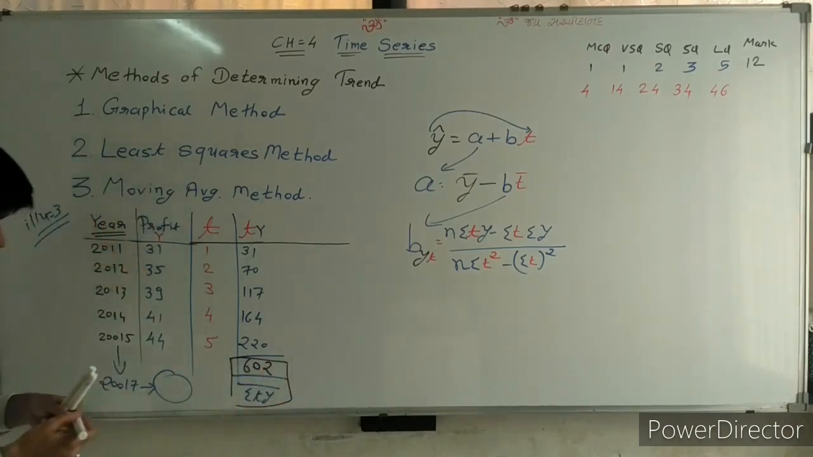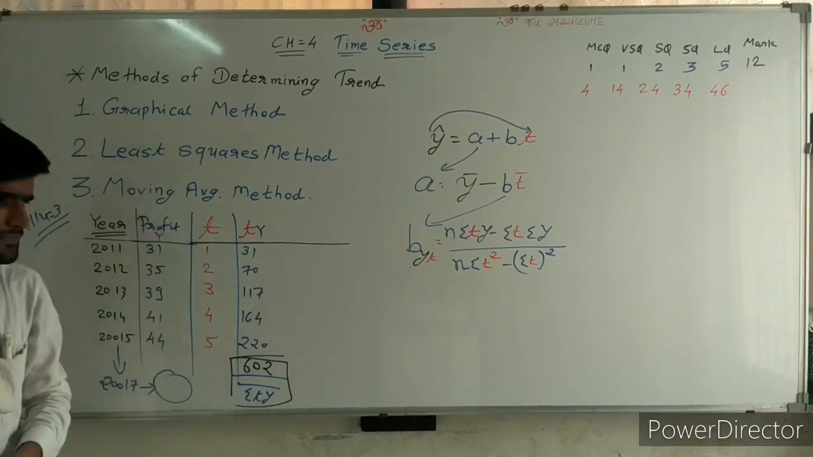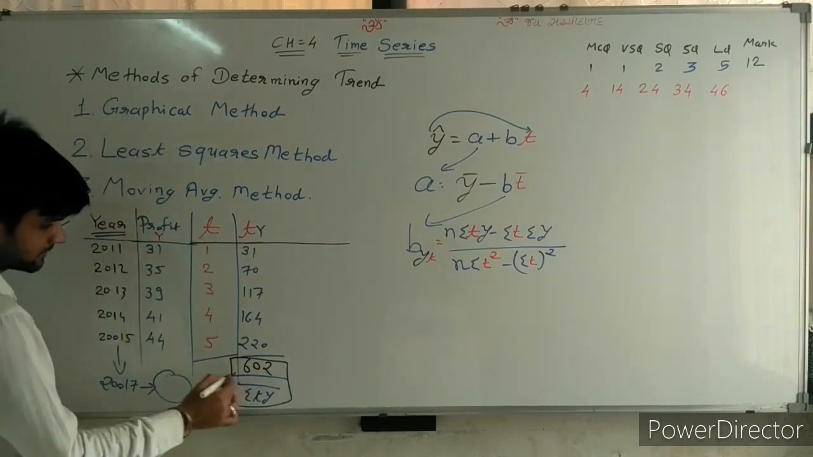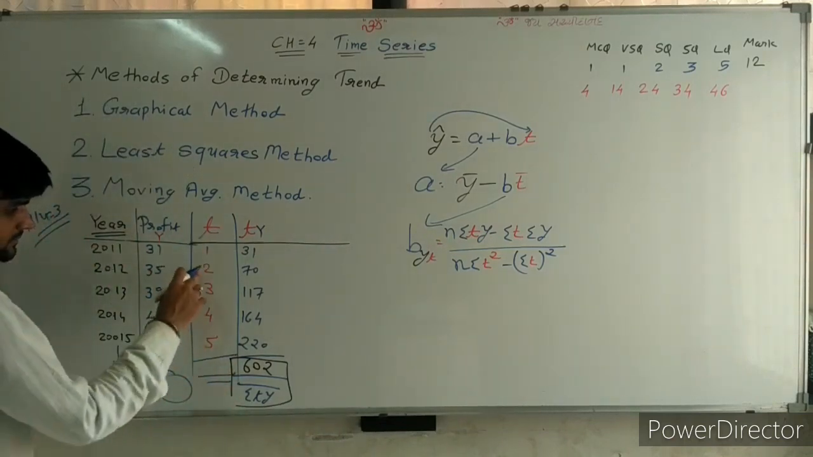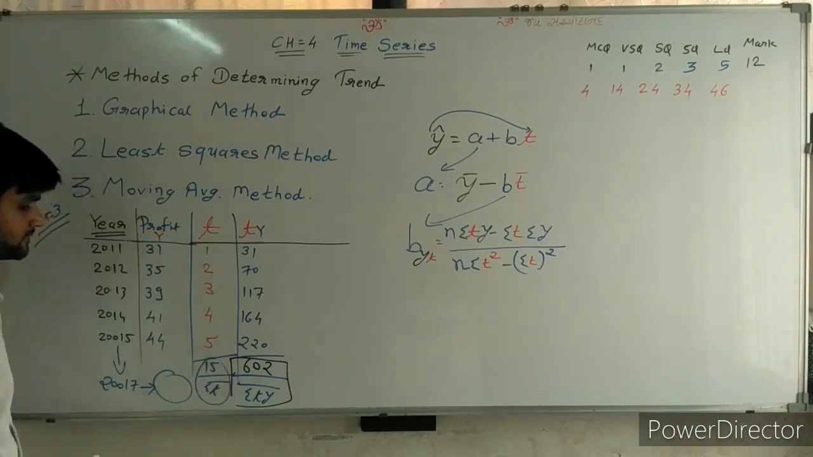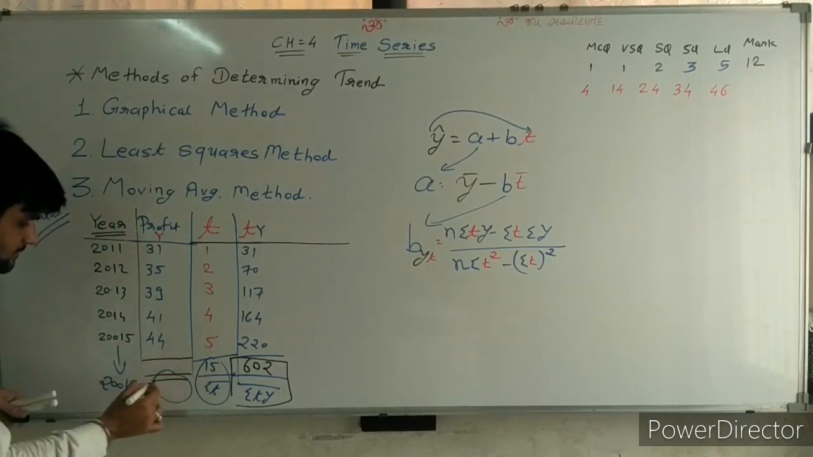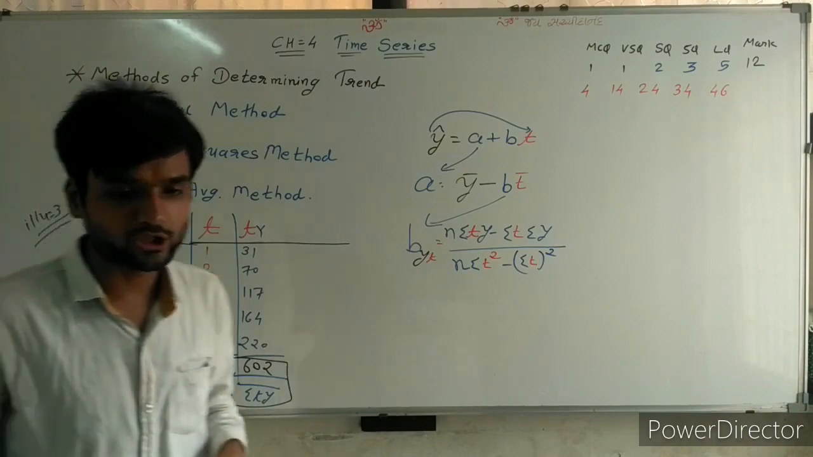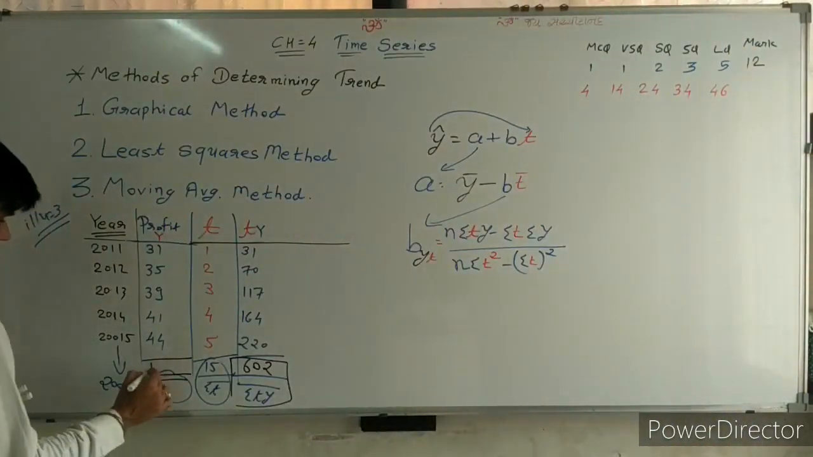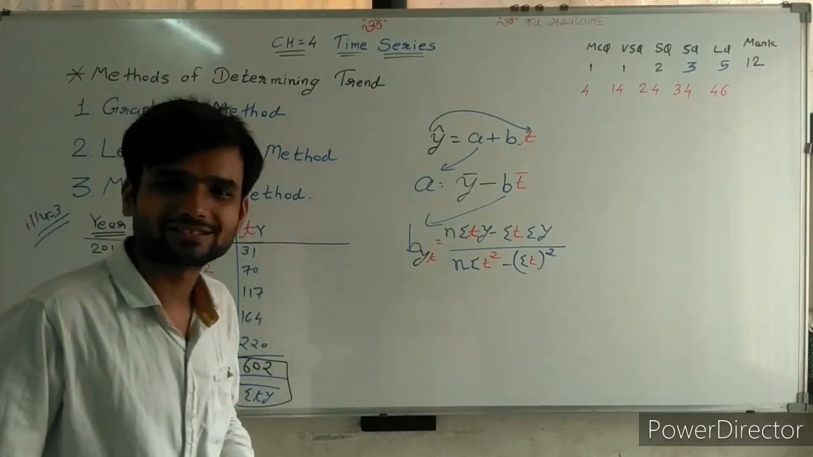Now this is my value of sigma Ty. Going ahead, what do we need? Sigma T, sigma Y. So the total of T is 15, sigma T. Sigma Y, the total of this Y. If you make the total of Y, your answer will be 190. So simple one, no problem about it.